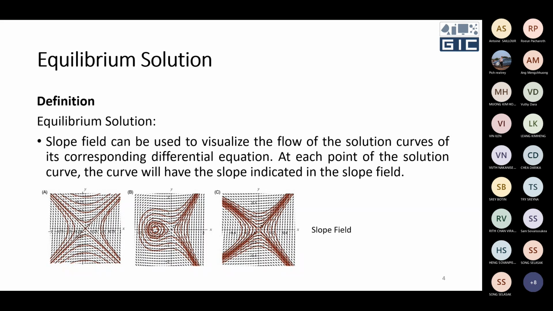That is the point of the equilibrium solution. So in equilibrium solutions, the main keywords that you have to remember and pay attention to are critical point and stability. For their definitions, you just try to read them.